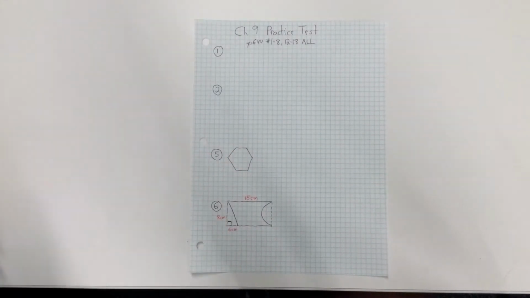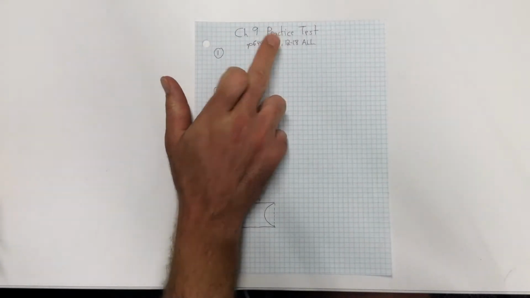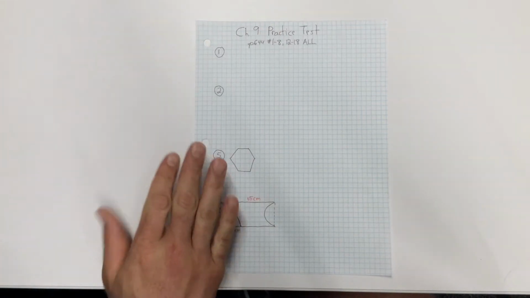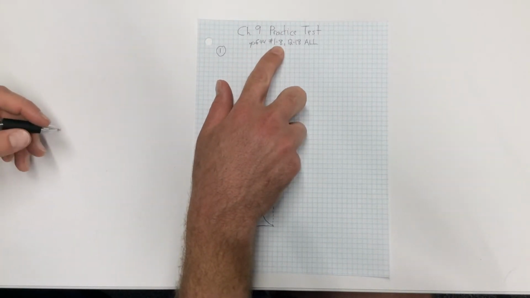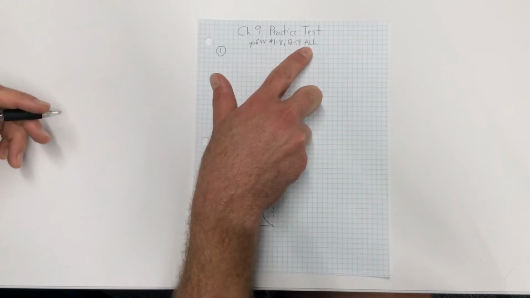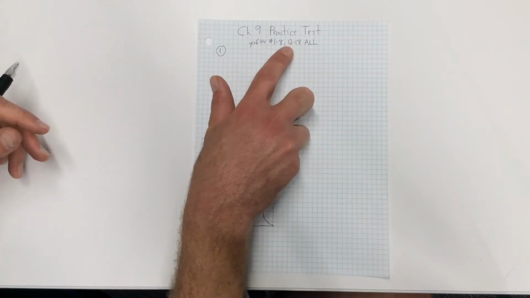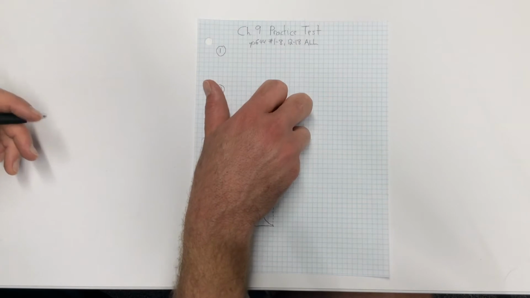Once again, we have finished Chapter 9. And so here's the Chapter 9 Practice Test, page 644. You're just going to do 1 through 8, 12 through 18 all. I've cam scanned and uploaded the answer to all of them so you can find them.